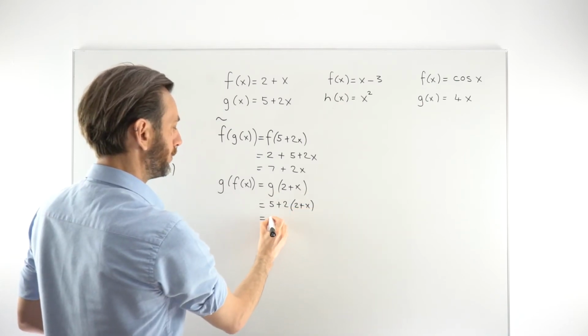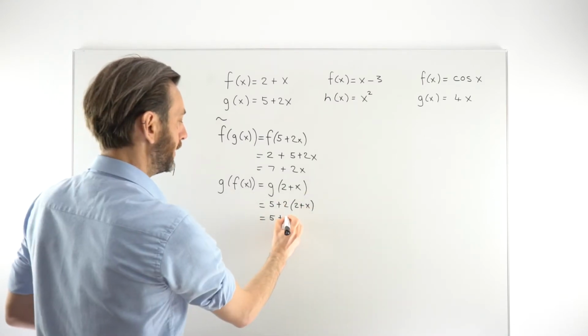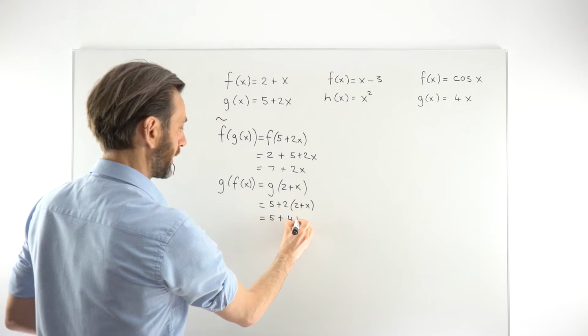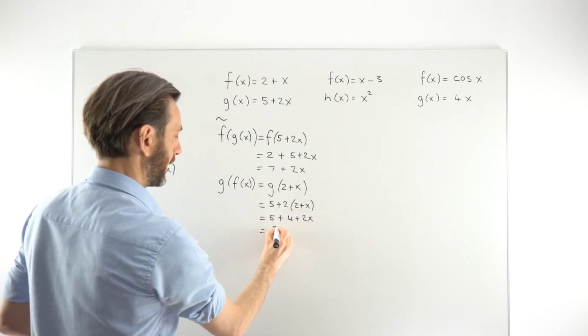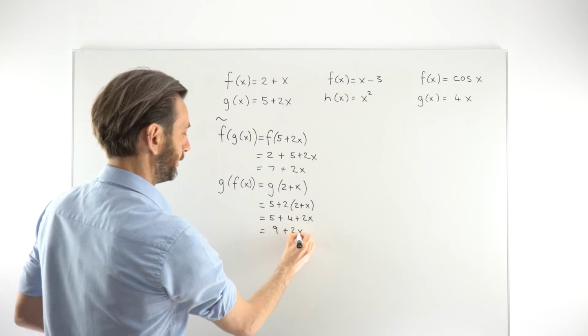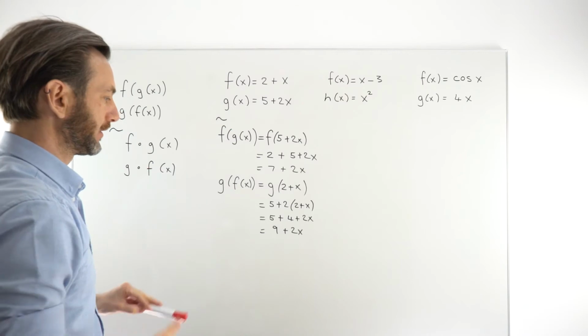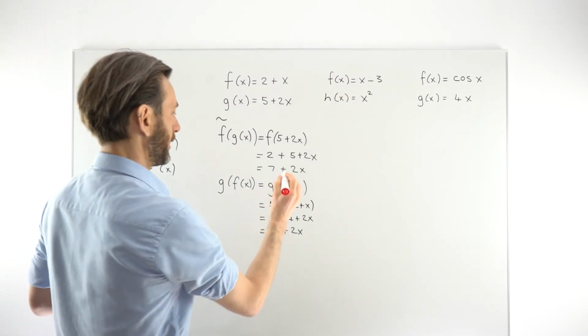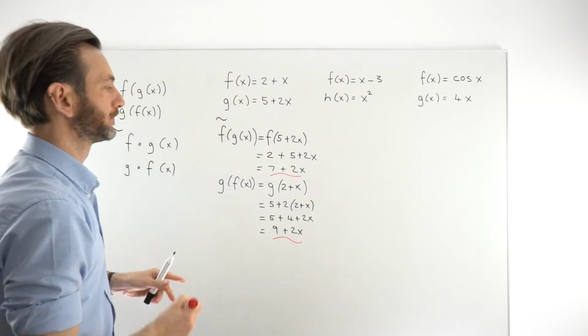It looks a little more complicated, this one. It might just need an extra line of working to multiply out the bracket. 2 times 2 is 4, 2 times x is 2x, and then tidying that by adding the numbers together we get 9 plus 2x. So you can see there the difference in the way the composites have come out. That was the composite one way, that was the composite the other way.